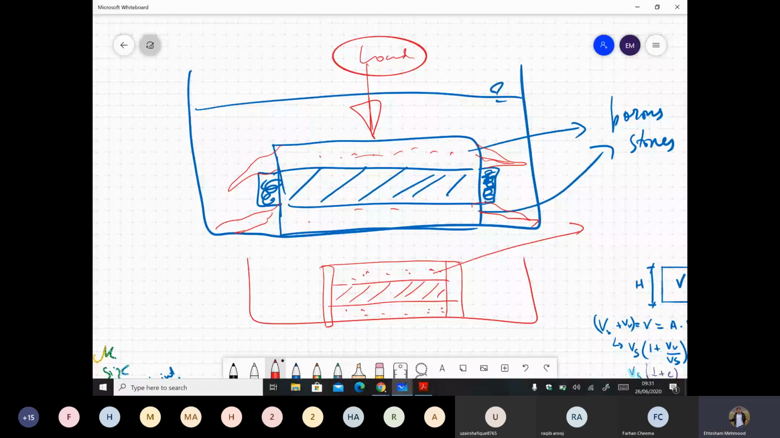So can I do this for the consolidation test? Beta, what are your thoughts? Yes, can I do this? Because you can say that this all is steel now. The same consolidation ring I have extended so that on top and bottom I can have sand.